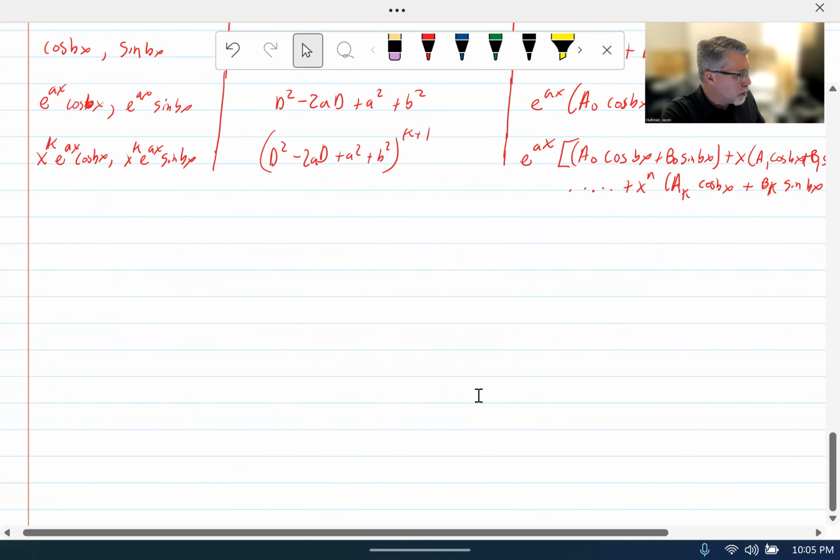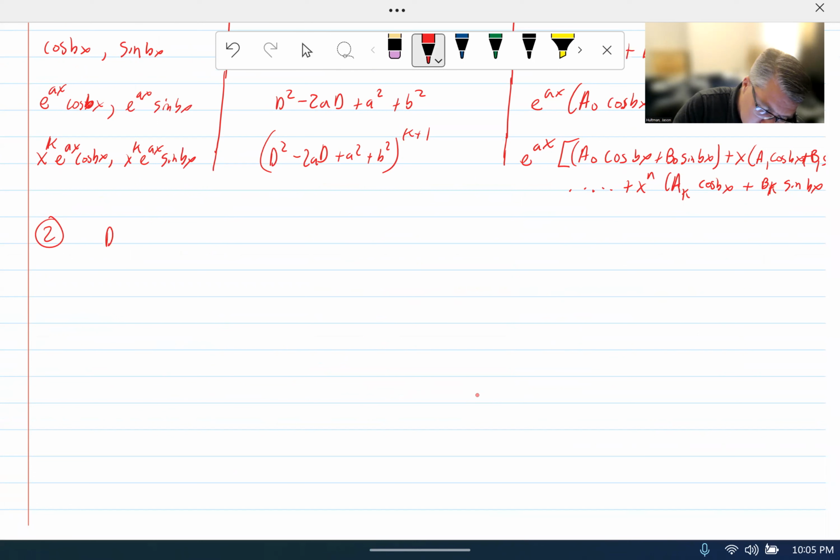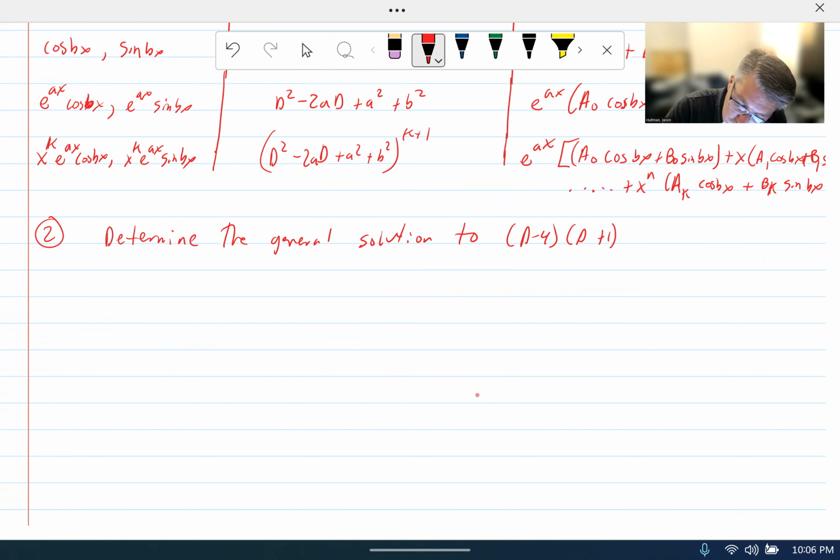Okay, let's do another problem here. Problem number 2. Determine the general solution of (2D minus 4)(D plus 1) of y equals 15 e to the 4x. So here they're giving it to me in operator form, which is fine. It doesn't matter.